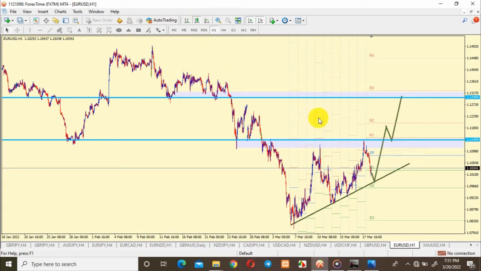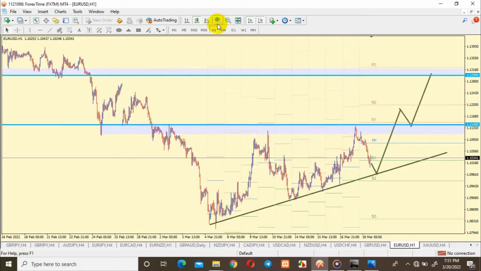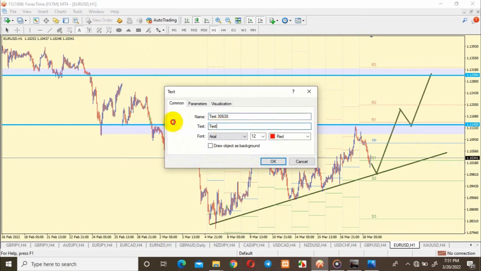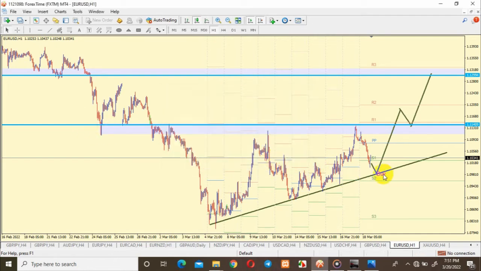let's go back to the chart. Okay, so this is what we should expect. At this point, allow price to test this trend line, then take a buy. So take a buy from here, buy at this zone. So we expect a buy at this zone. So we'll take a buy at this level.